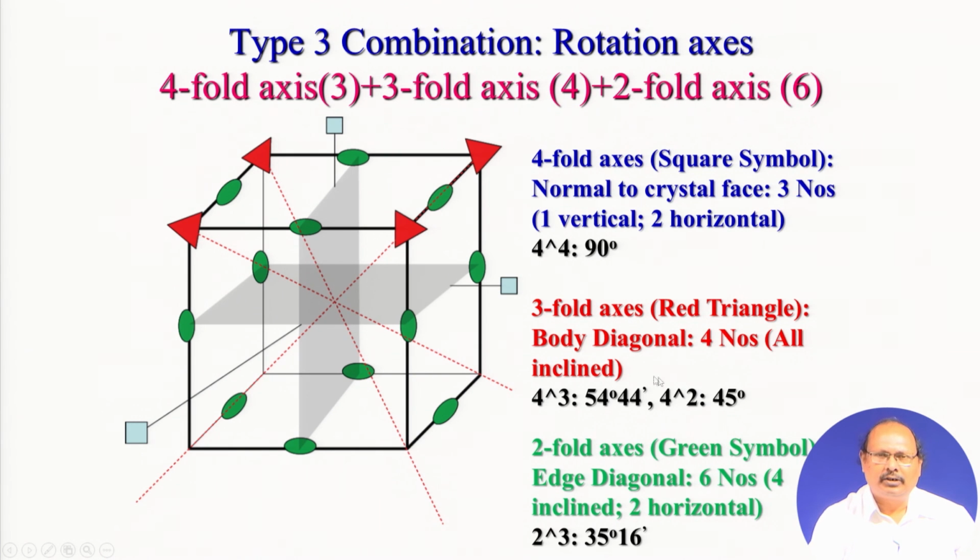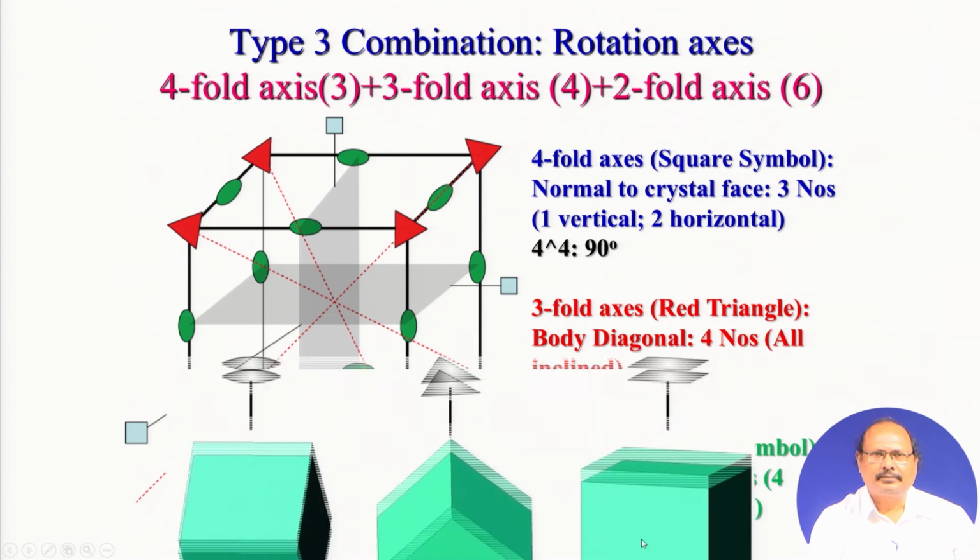And the 2-fold rotation axes are the green symbols. These are edge diagonals, they are 6 in number, 4 inclined and 2 horizontal, and the angle between the 2-fold axis rotation and the 3-fold axis rotation is 35 degree 16 minute here.